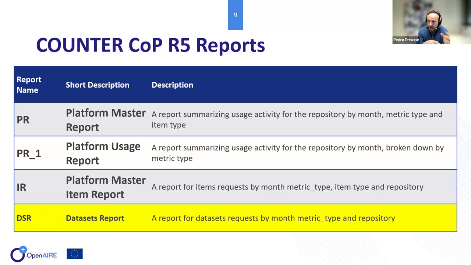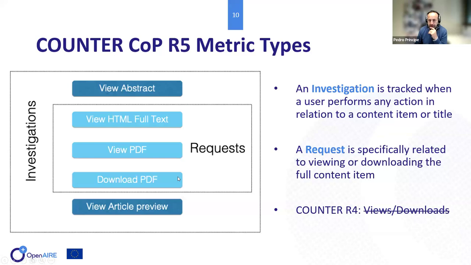Of course, I think this is more or less clear, but start exploring and getting the numbers in order to understand, because there are differences from the common understanding that we had before with downloads and views. This is not clearly downloads and views like in the past, so be aware of that. What you see here is a report summarizing this activity: master report, users report, and item report. And then we have this concept of investigation and request that are important. This is where we enter into the difference for the views and the downloads. An investigation is tracked when a user performs any action on the content item, okay?